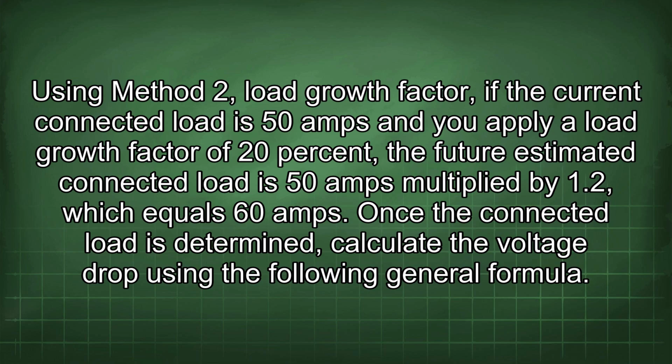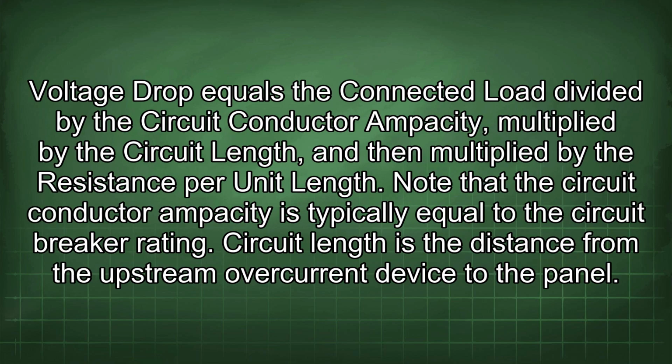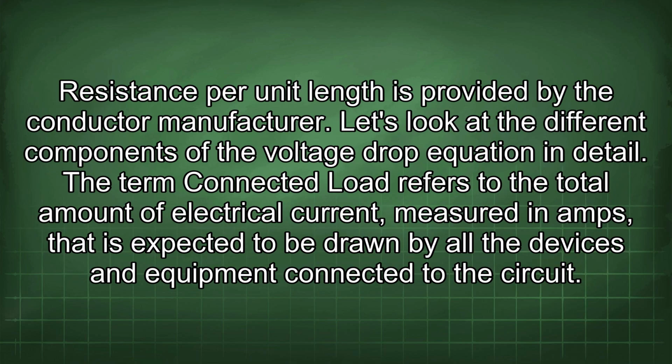Once the connected load is determined, calculate the voltage drop using the following general formula. Voltage drop equals the connected load divided by the circuit conductor ampacity, multiplied by the circuit length, and then multiplied by the resistance per unit length. Note that the circuit conductor ampacity is typically equal to the circuit breaker rating. Circuit length is the distance from the upstream overcurrent device to the panel. Resistance per unit length is provided by the conductor manufacturer.